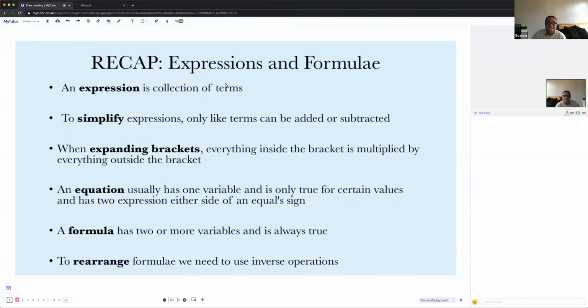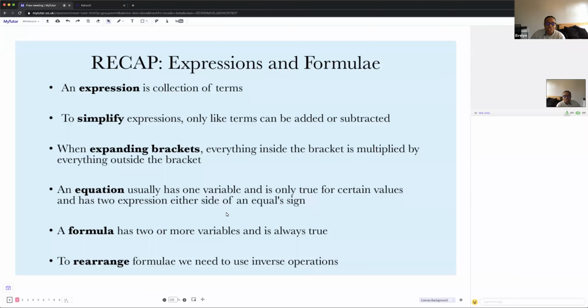An expression is a collection of terms. Say 2x plus 3x, that would be an expression, and 2x would be a term. To simplify expressions, only like terms can be added or subtracted. So if you had terms with an x in them, you could add them together. But remember, if it's x squared and x, you can't add them to simplify them. They can only be the same letters with the same powers. When expanding brackets, make sure that you multiply everything inside the bracket with everything outside of the bracket.